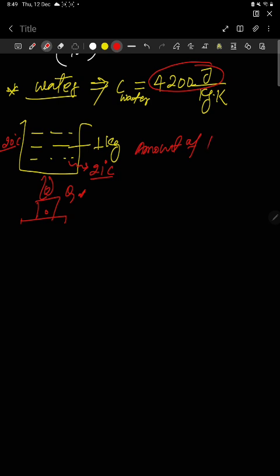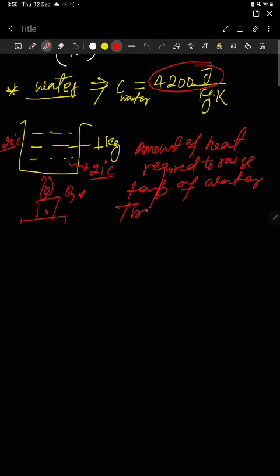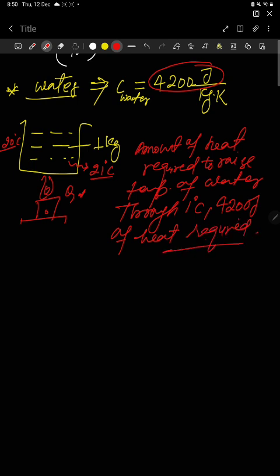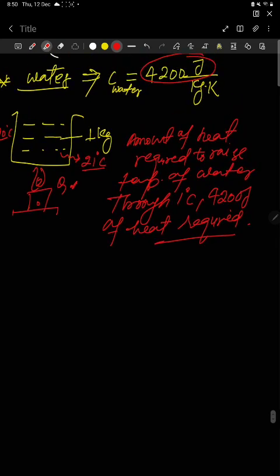So Q means the amount of heat required to raise the temperature of water through 1 degree Celsius: 4200 joule of heat required. So this is the meaning of specific heat capacity.